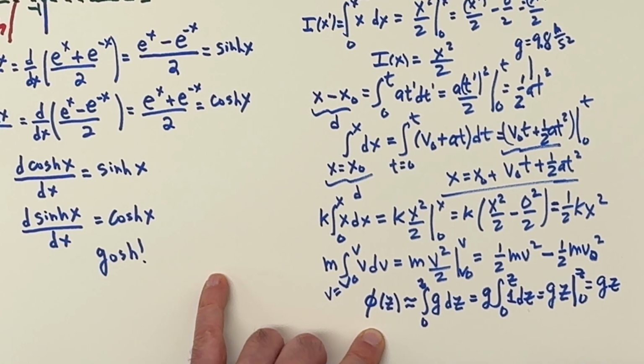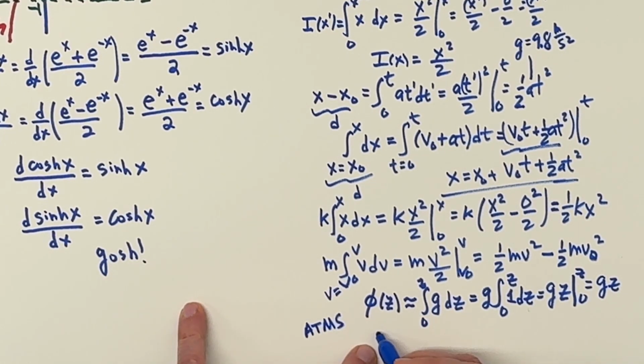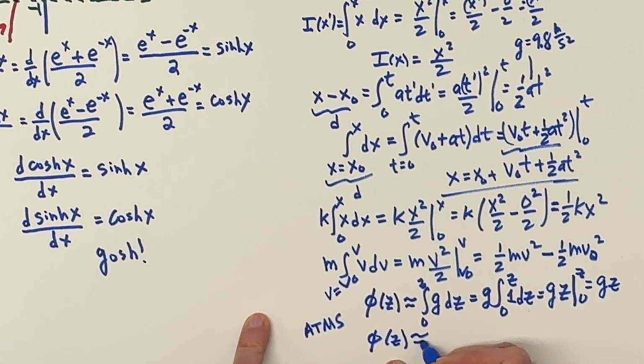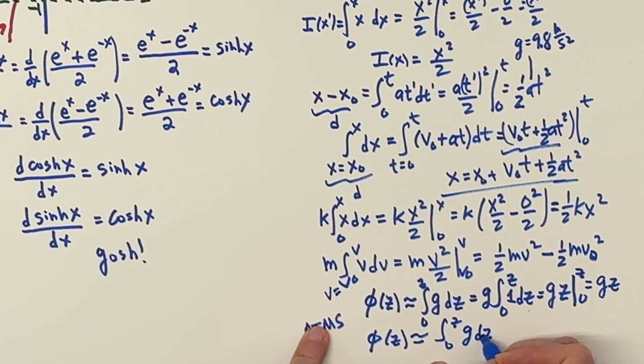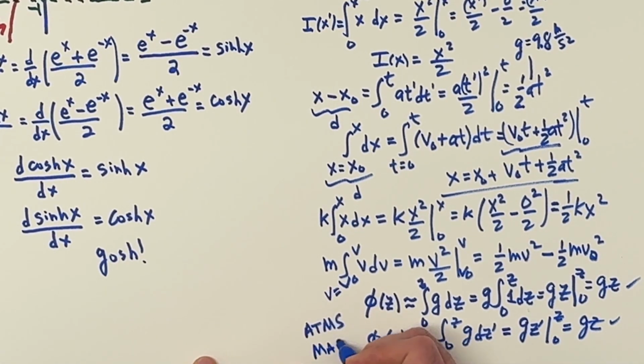Now, it's interesting that what we're doing in this course with normal gravity, this similar equation appears in an atmospheric science book, the Petty book. So in the atmospheric science book, he writes, and I'm quoting his book now, this is approximately 0 to z. He uses dz prime. So he's using the integration variable way to clean this up. And then that's going to get you g z prime, 0 to z, and that's going to be then gz, the same thing.